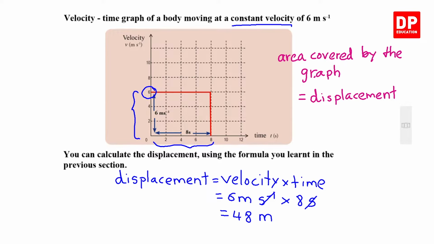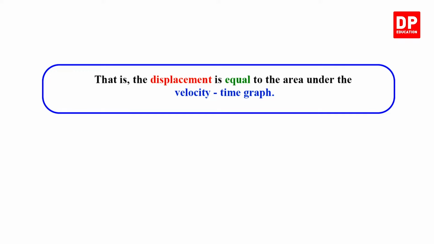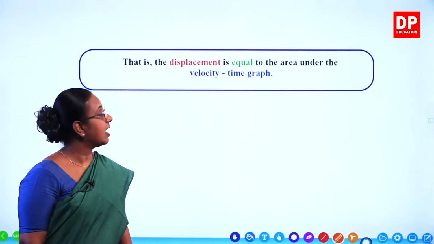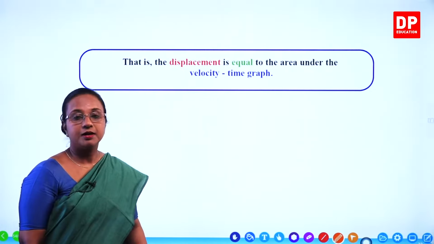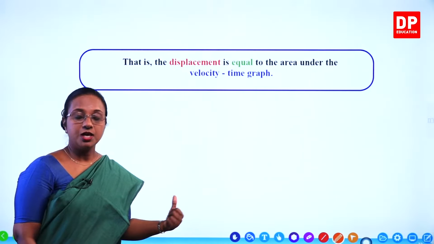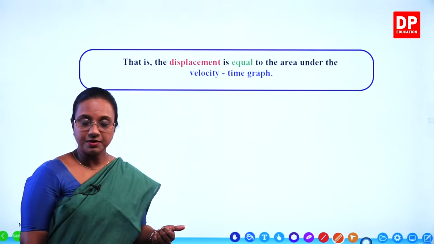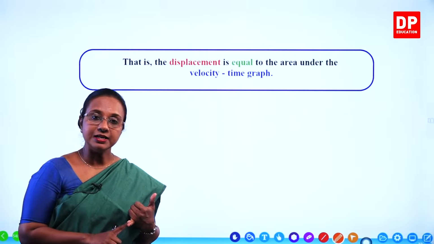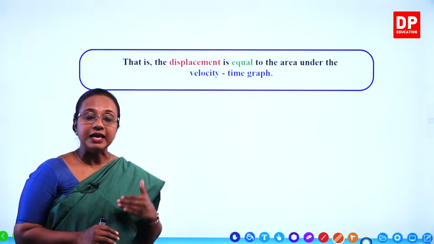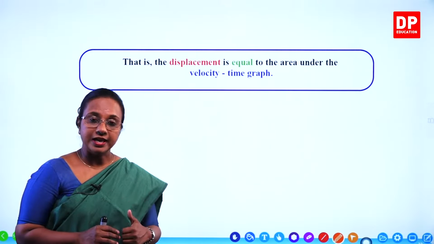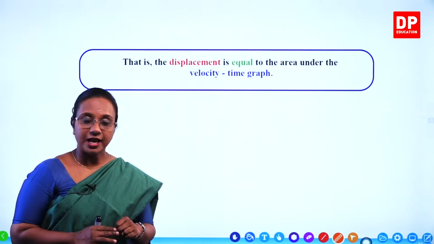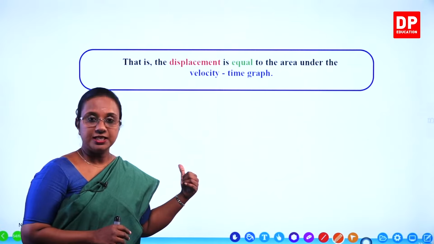This is summarized in the next slide. So here you can see the displacement is equal to the area under the velocity time graph. I hope you have understood this calculation. When we plot a velocity time graph, we calculate the gradient, we get the acceleration, and when we calculate the area under the graph, we get the displacement. So there are two pieces of information that we can obtain from a velocity time graph.